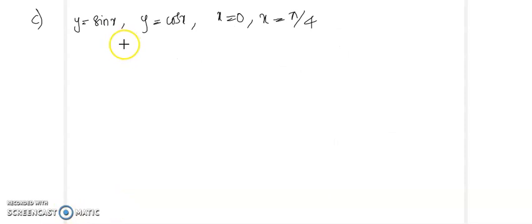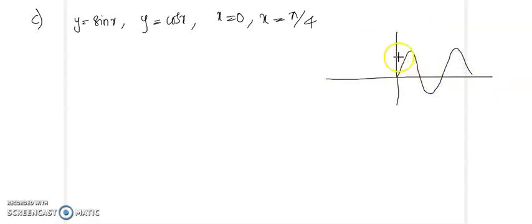And next we have a region that is bounded by y equal to sin x, y equal to cos x, x equal to 0 and x equal to pi by 4. So let us look at the graph. So for sin x, this will be the shape of graph. For cos x, this will be the graph.